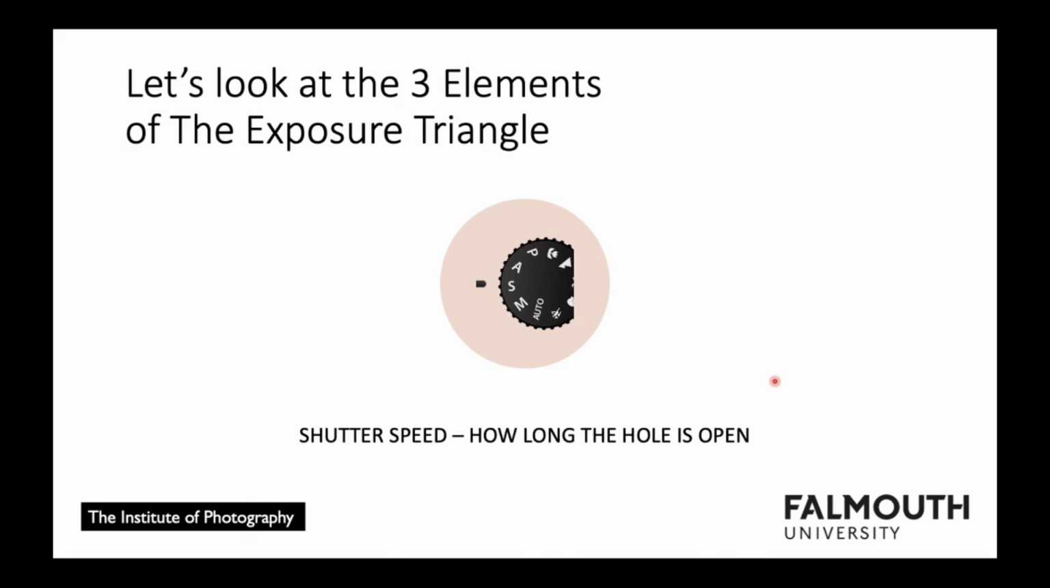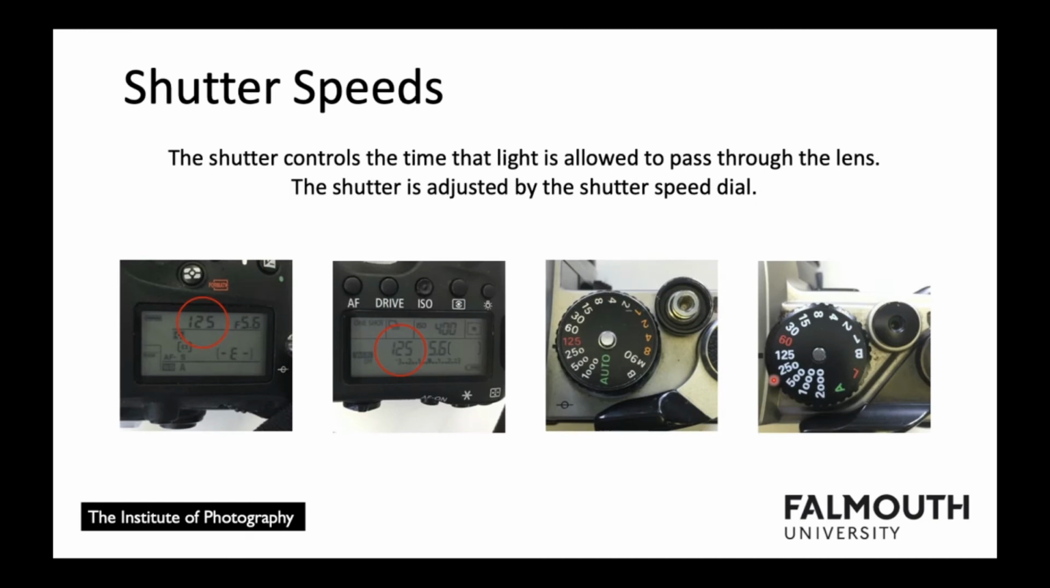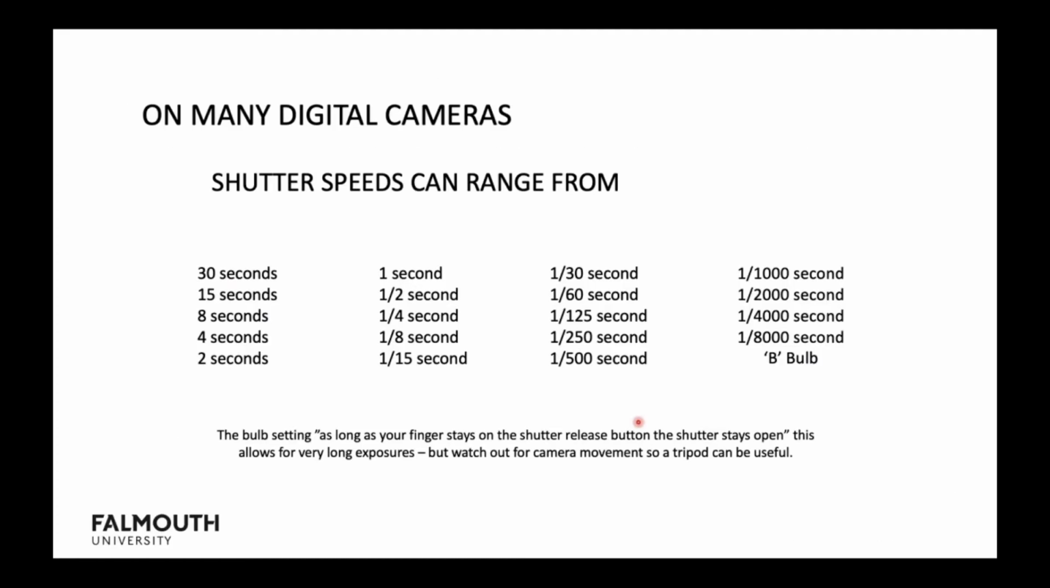The next one is shutter speed, how long that hole is open for. Now shutter speed controls the time that light is allowed to pass through your lens. The shutter is adjusted by the shutter speed dial. Here's one on a Nikon camera, here's one on a Canon camera, and these two are on old film cameras. And shutter speeds have a great range, ranging from about 30 seconds all the way through to 8,000th of a second on some digital SLRs.